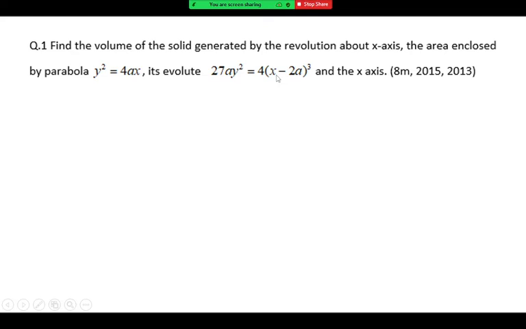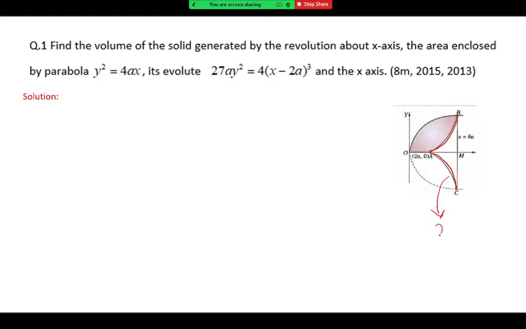Let me show you this curve. Obviously, when x equal to 2a, y is 0. So this curve intersects the x-axis at x equal to 2a. So the curve looks like this. This is the curve that I am saying: 27ay square is equal to 4 times (x minus 2a) cube. This is the only example where you require this curve. So you should remember this curve.